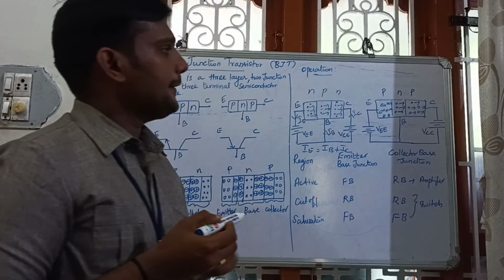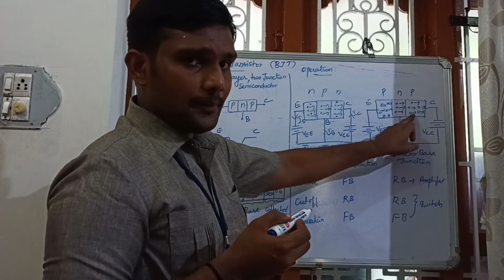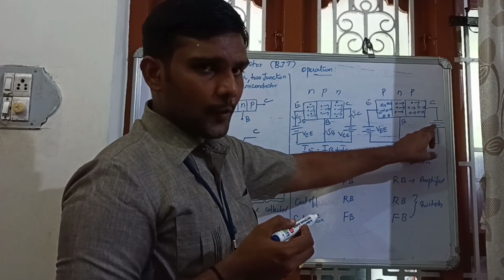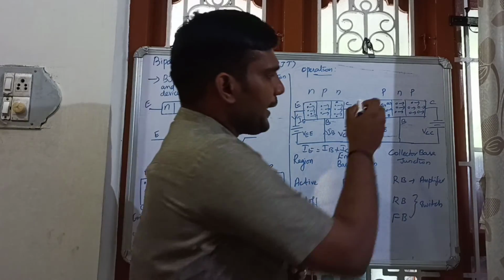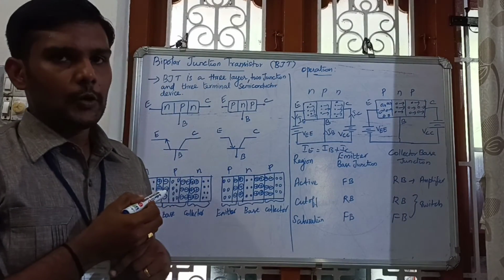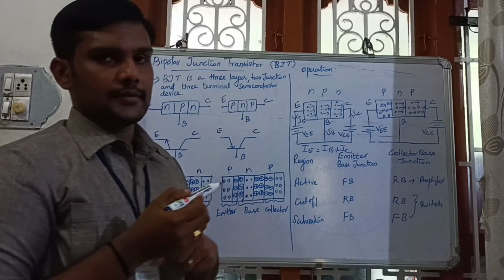Here the holes have positive charge, so the holes are attracted by the negative supply. So the holes are flowing in this path as well as in this path. Got it? So here the current conduction is due to the holes.